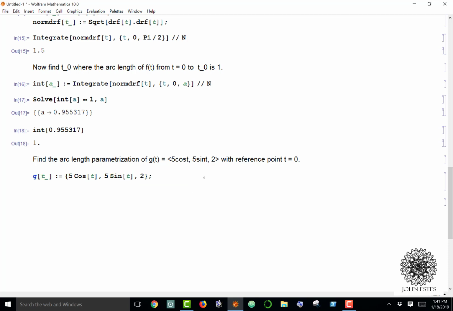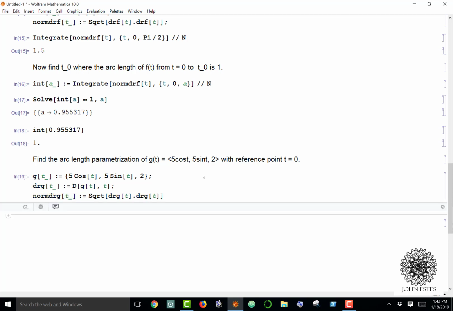Okay, and I'm going to follow the similar pattern that I just did. I'm going to let my derivative be the derivative of g of t with respect to t. And I'm also going to let the norm, I'm going to find norm drg of t to be the square root of drg of t dot drg of t. Okay, because I want to take, again, the integral of the magnitude of the derivative. Okay, so I find that stuff.